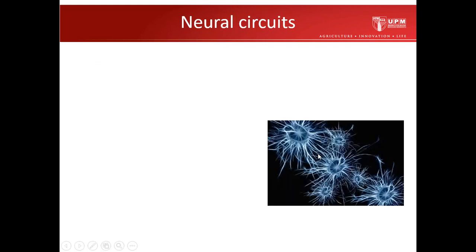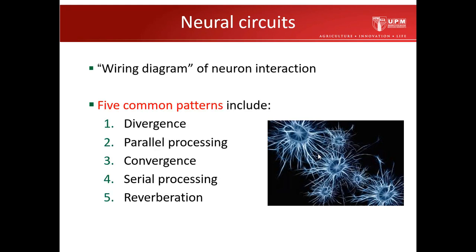A neural circuit describes the structural orientation of a group of neurons, or we can say it is a wiring diagram of neuron interaction. There are five common circuits or patterns. These include divergence, parallel processing, convergence, serial processing, and reverberation. We're going to talk about all of these patterns in the next slides.